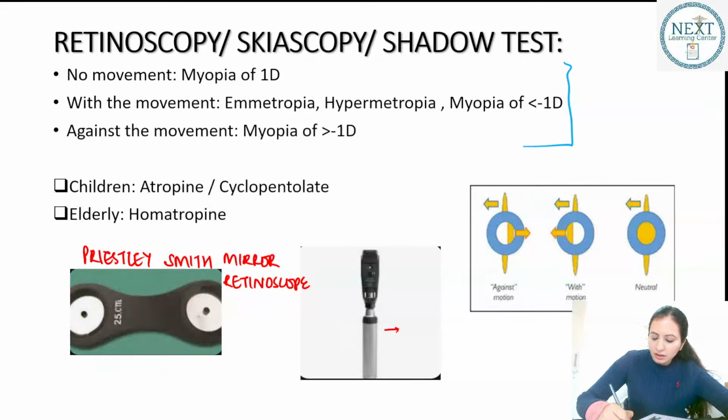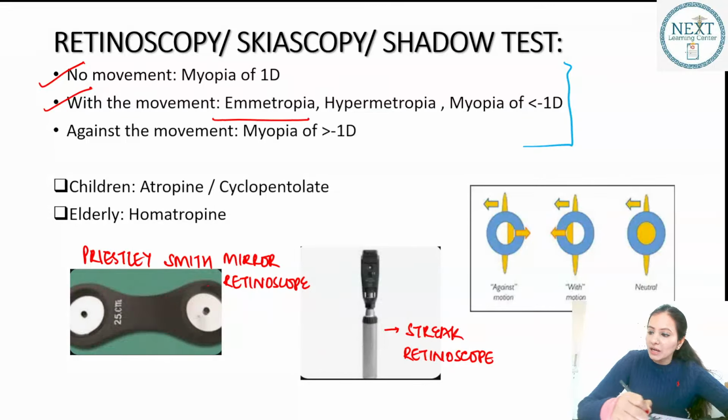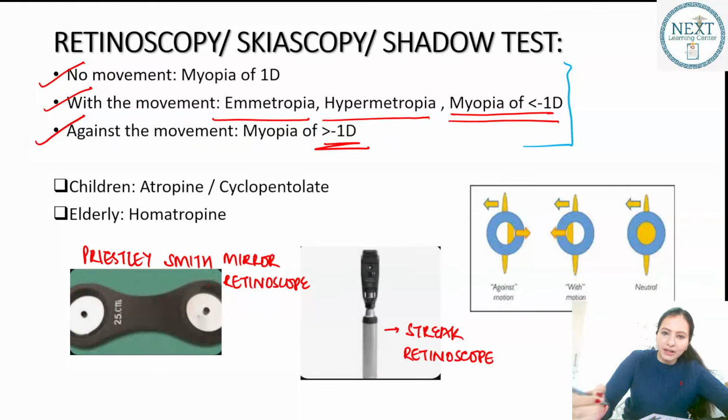This is a streak retinoscope. So what are you doing? You are looking at the movement of the red reflex. No movement means myopia of 1 diopter. With the movement means either emmetropia, hypermetropia, or myopia of less than 1 diopter, and against the movement means myopia of more than 1 diopter.